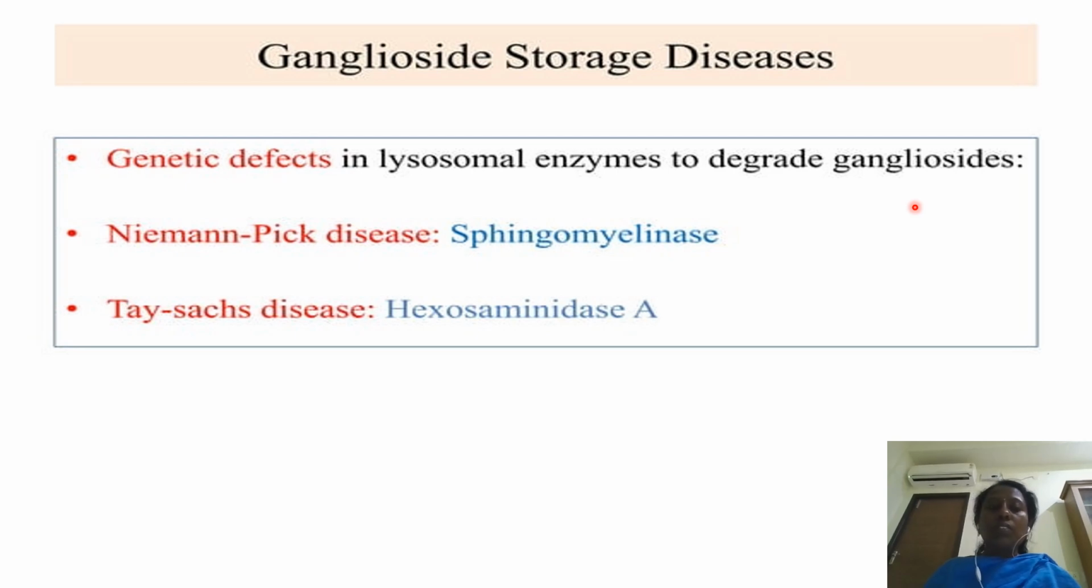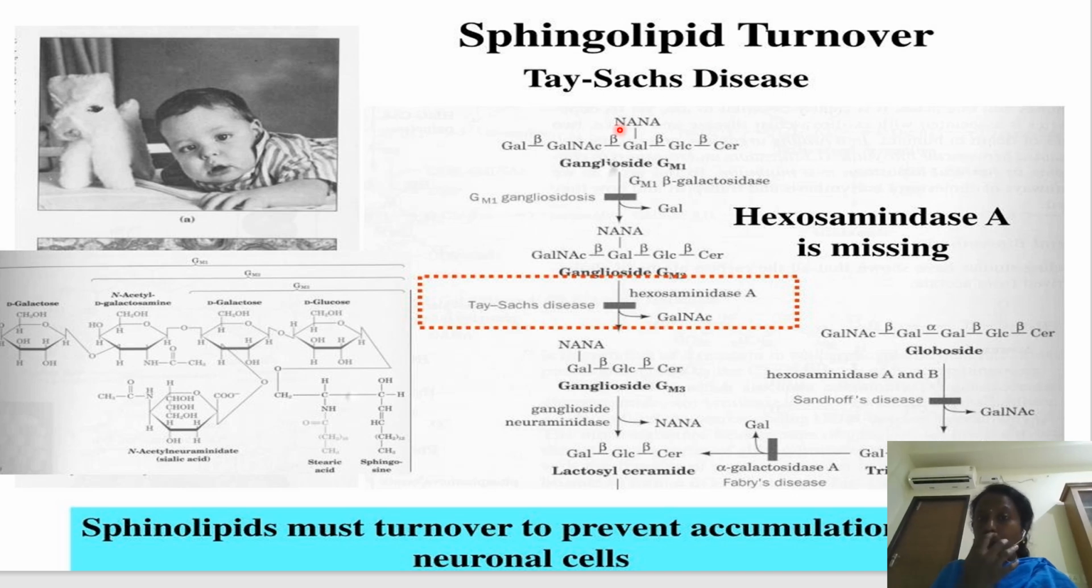So that is ganglioside storage disease and Niemann-Pick disease. Niemann-Pick disease is because of a lack of sphingomyelinase enzyme. Similarly, Tay-Sachs disease is due to the lack of hexosaminidase A enzyme. So this is the normal sphingolipid metabolic process and turnover. If there is no hexosaminidase production here, GM2 will not be converted to GM3, so the GM2 form itself is stored. Hexosaminidase A is missing, which leads to Tay-Sachs disease.